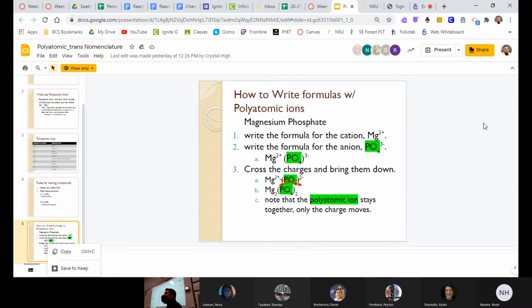All right, now polyatomic ions, how to write them is exactly what we did before when we crisscrossed the charges. Remember that as a shortcut.